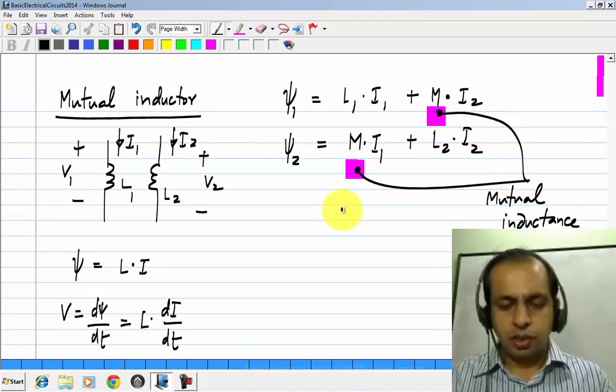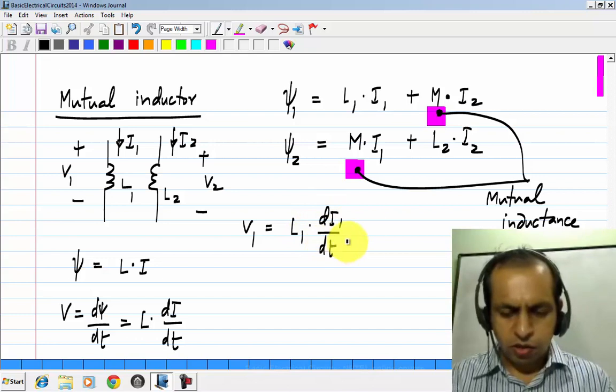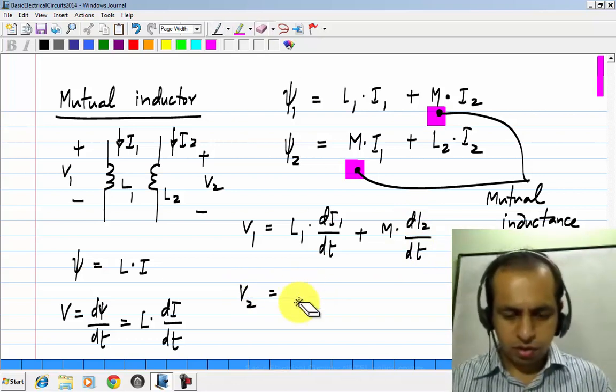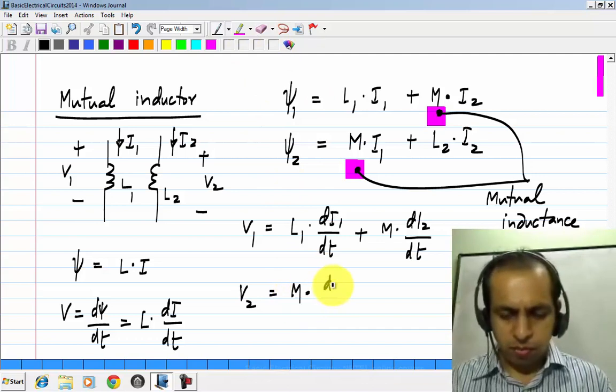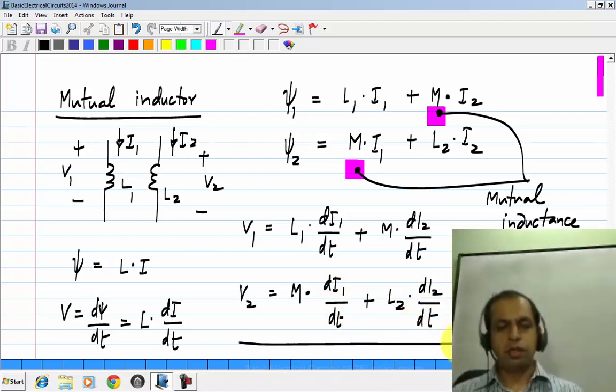So, because of this, again we can get the current voltage relationships, which are that V1 is L1 di1 by dt plus M di2 by dt, and V2 is M di1 by dt plus L2 di2 by dt. So, this is a mutual inductor and the voltage depends on the rate of change of both coils.